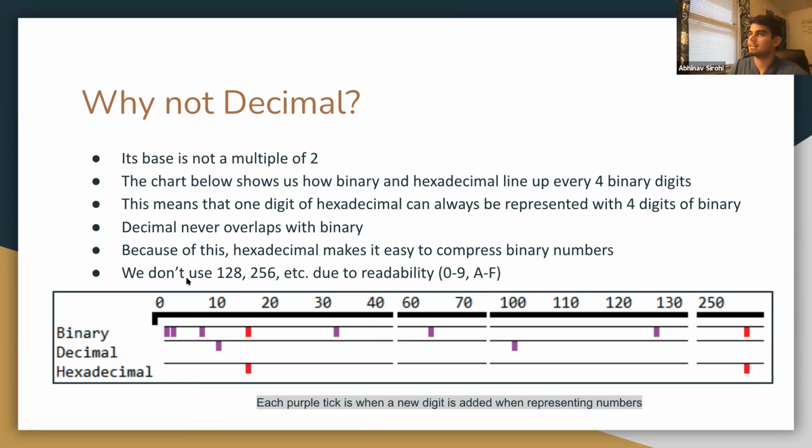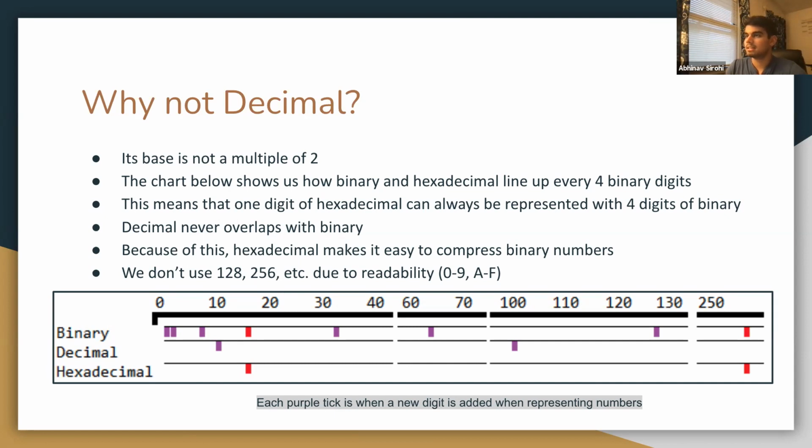So what this means for us is that one digit of hexadecimal can always be represented with 4 digits of binary. So it allows us to compress binary numbers a lot, because 4 digits translate into 1 digit in hexadecimal, which allows for a lot of compression.